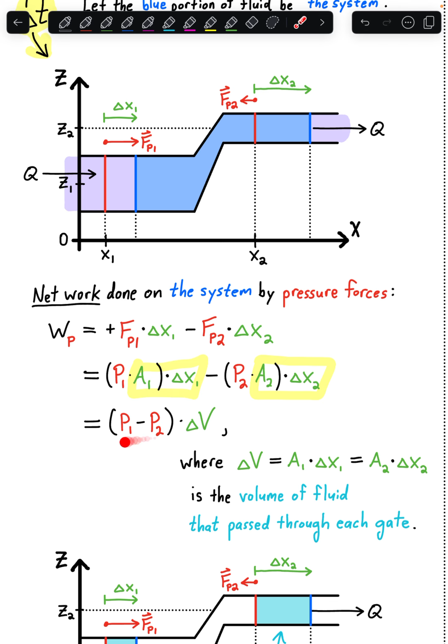You see that work will have been done on our system if there's a difference in pressure between the fluid behind our system and the fluid in front of the system. If these two pressures are different, then as our system moves, there's going to be work done on that system. That'll count as a non-conservative work.